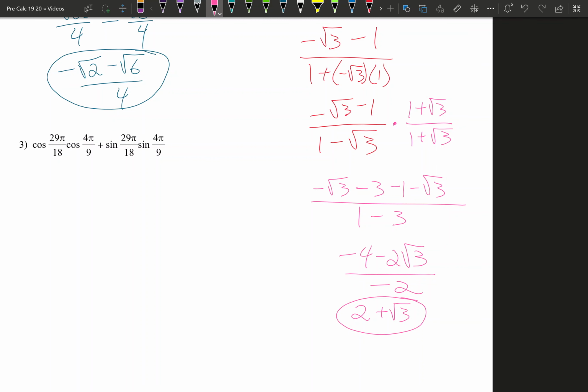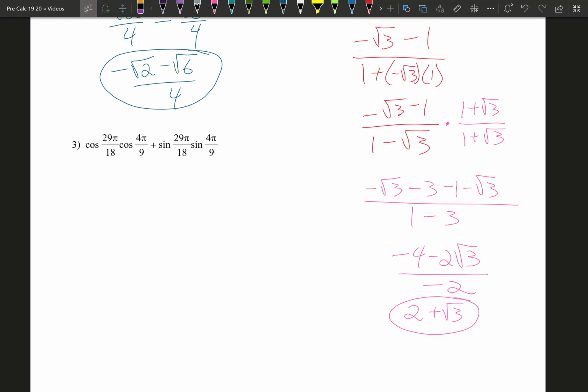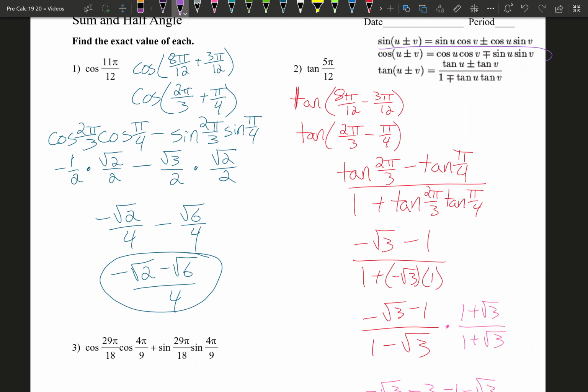Now let's take a look when we have something that is similar, but not exactly the same. We have something written out here for 3, where we have cosine of 29 pi over 18, cosine of 4 pi over 9, and then so on. This, we don't know the sine or cosine values of either of those angles. However, this looks just like our cosine identity. So when you have one expanded like this, all we're doing is starting with the right side of the equation and then moving to the left side of the equation.